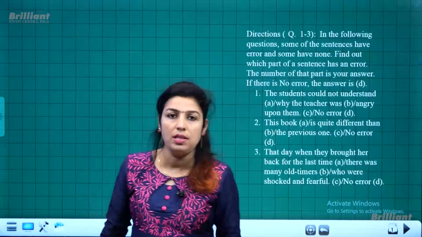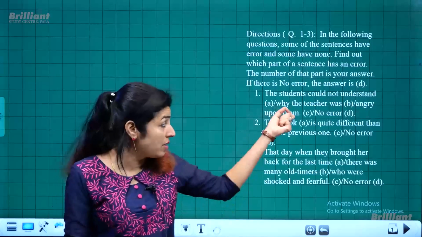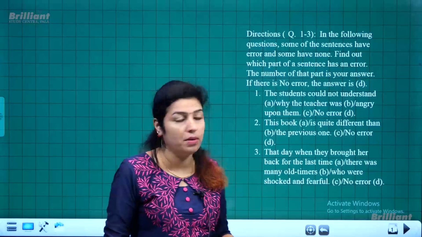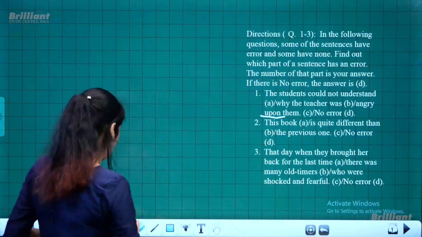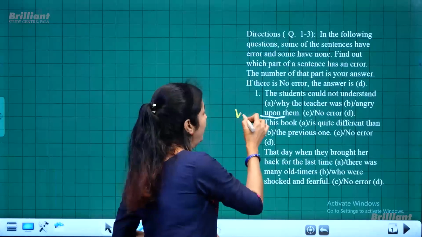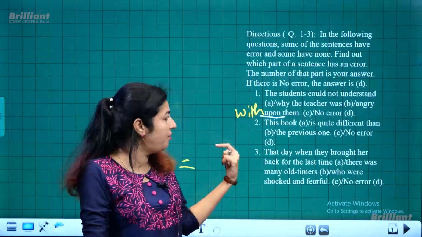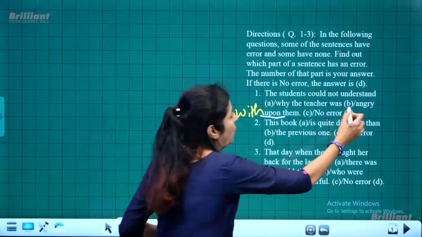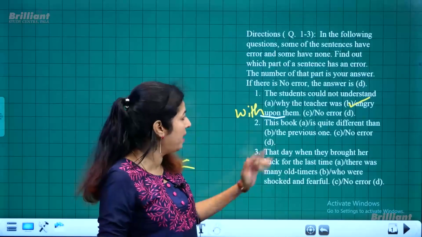When you are furious regarding something or someone, especially when we use the word angry, it is not upon them but with them. Here it's written as upon, which has gone wrong, and it should be angry with. If you substitute the word upon with the word with, it would be correct. So the part which has gone wrong is angry upon them. All right, so C part has gone wrong.